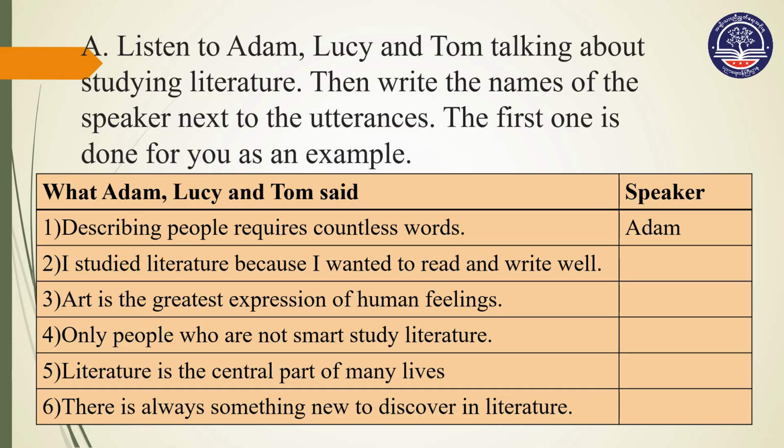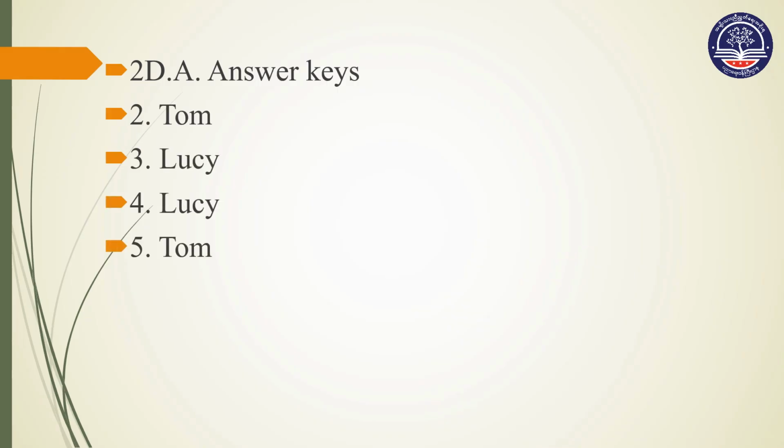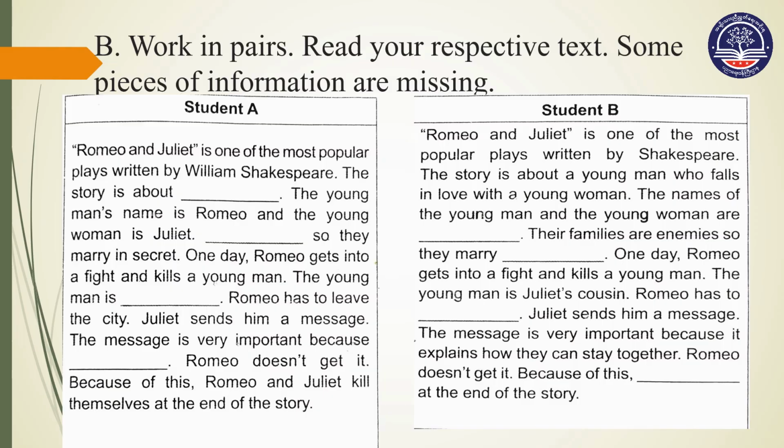Number 5. Literature is the central part of many lives. Who said that one? That's Tom. Number 6. There is always something new to discover in literature. Who said that one? Adam. Yes, you are right. 2D E. Answer keys. Number 2, Tom. Number 3, Lucy. Number 4, Lucy. Number 5, Tom. Number 6, Adam. Dear students, this is the speaking time.